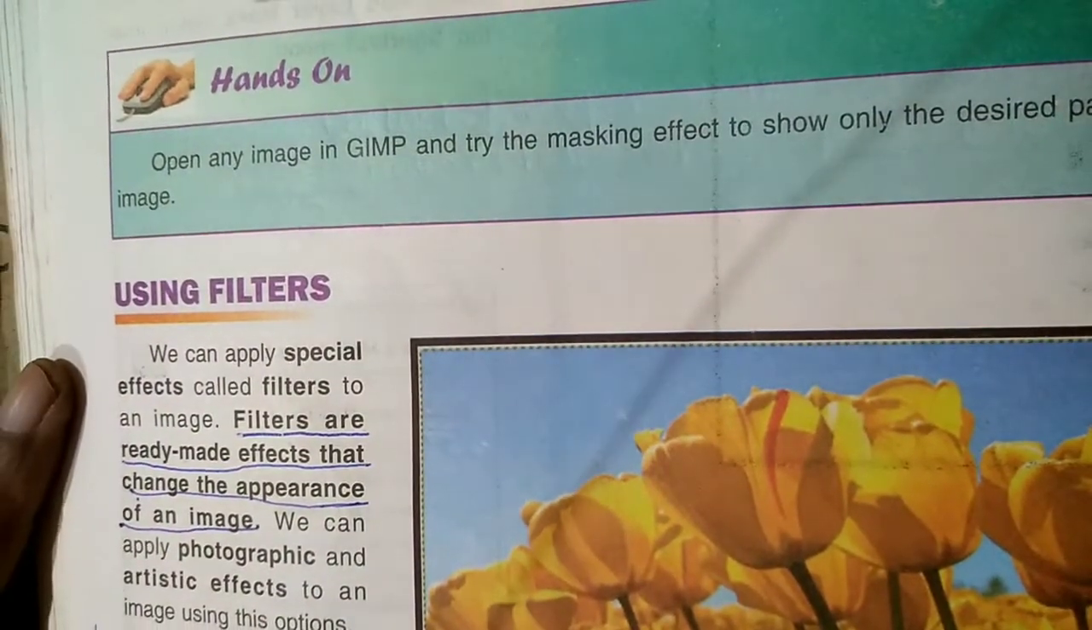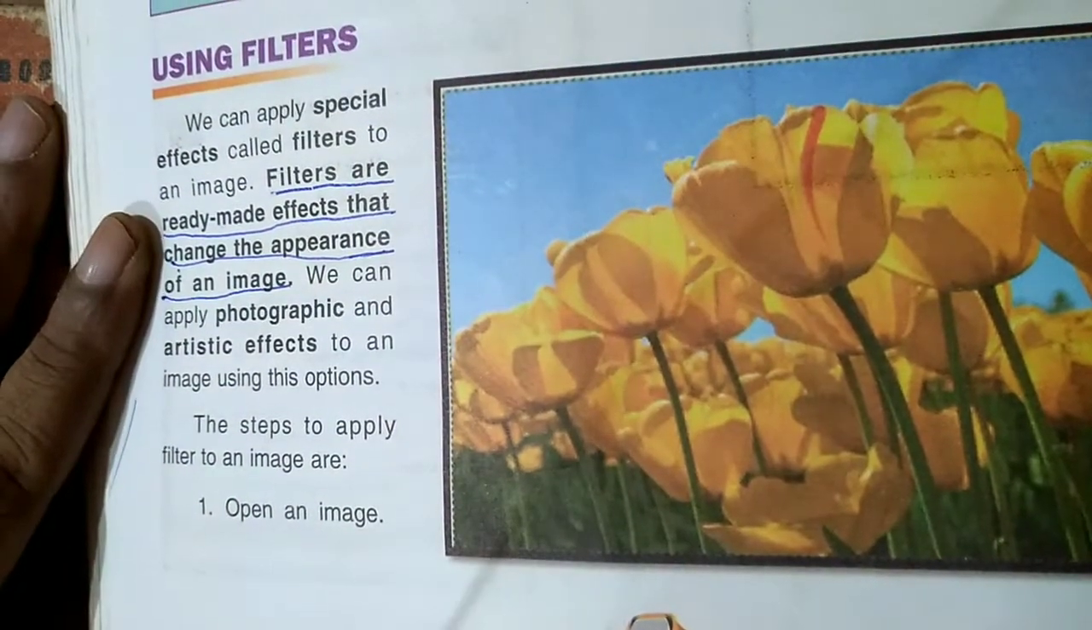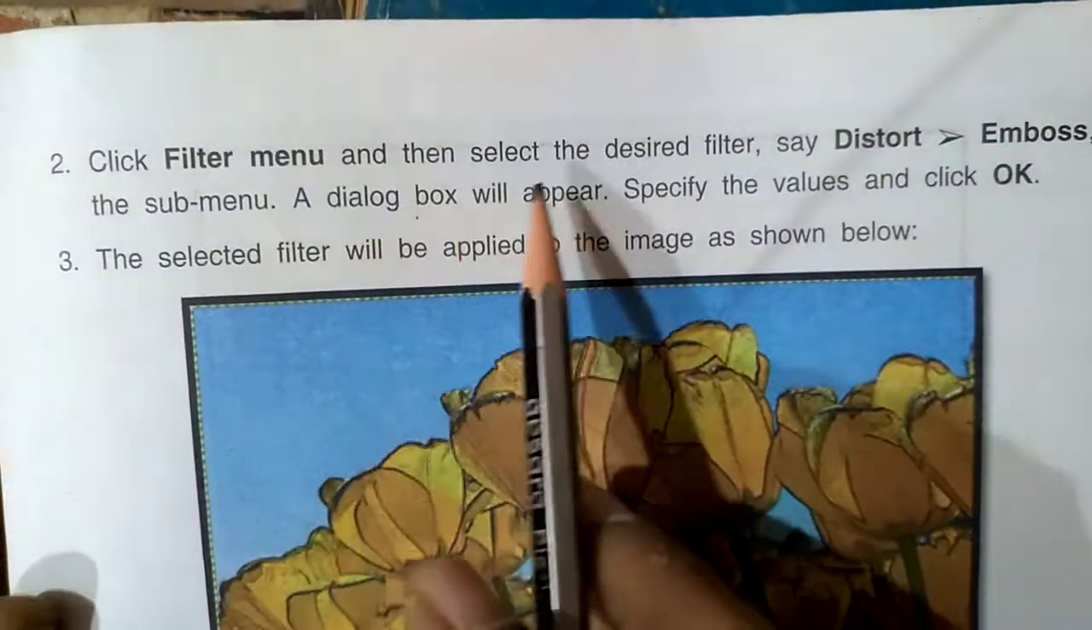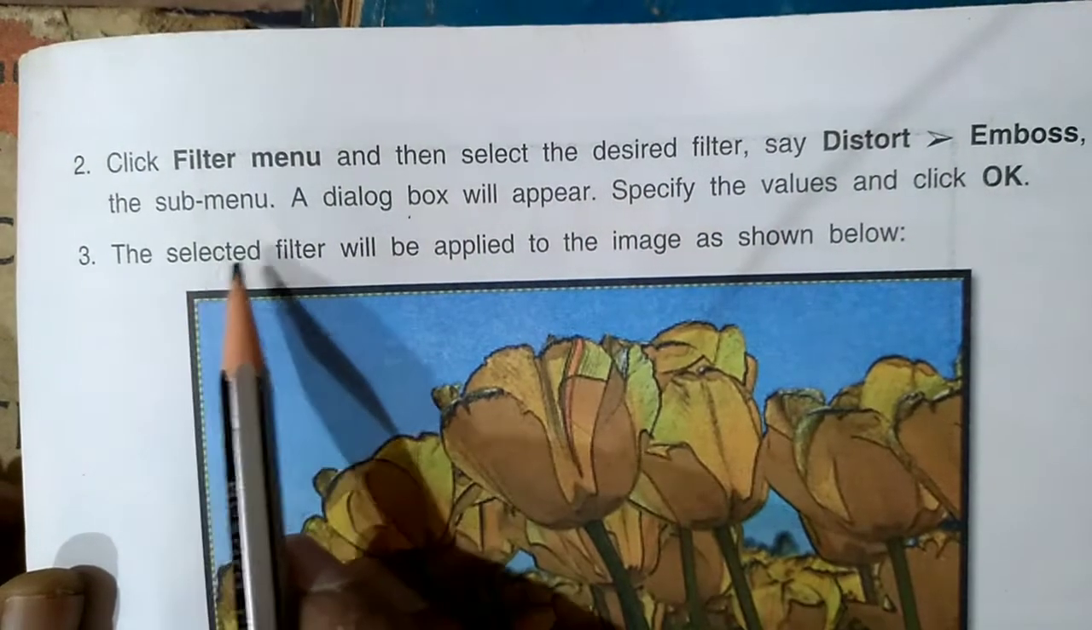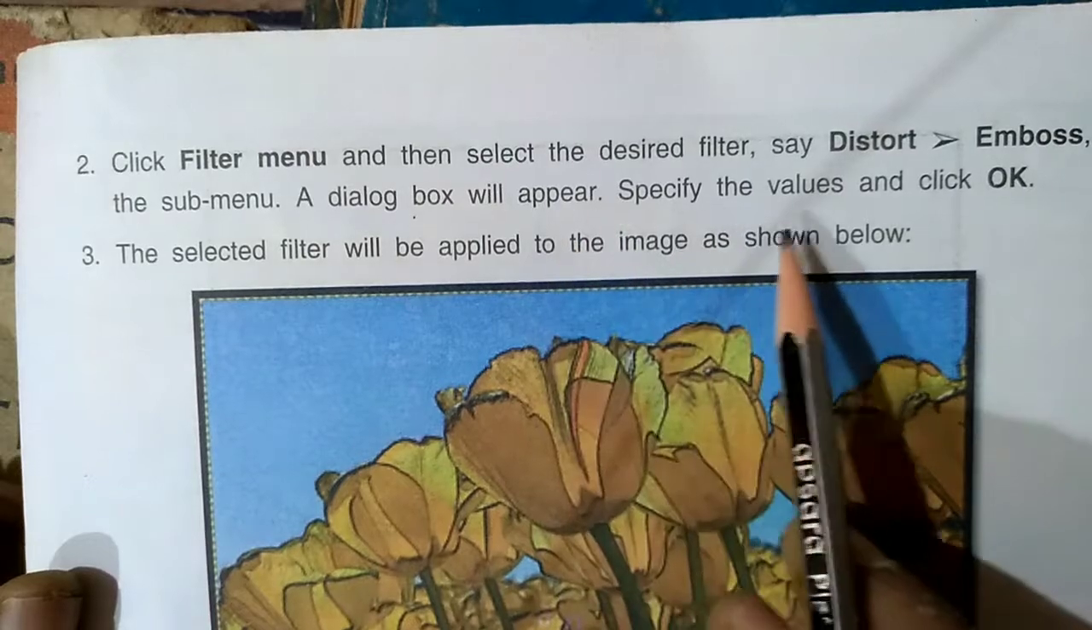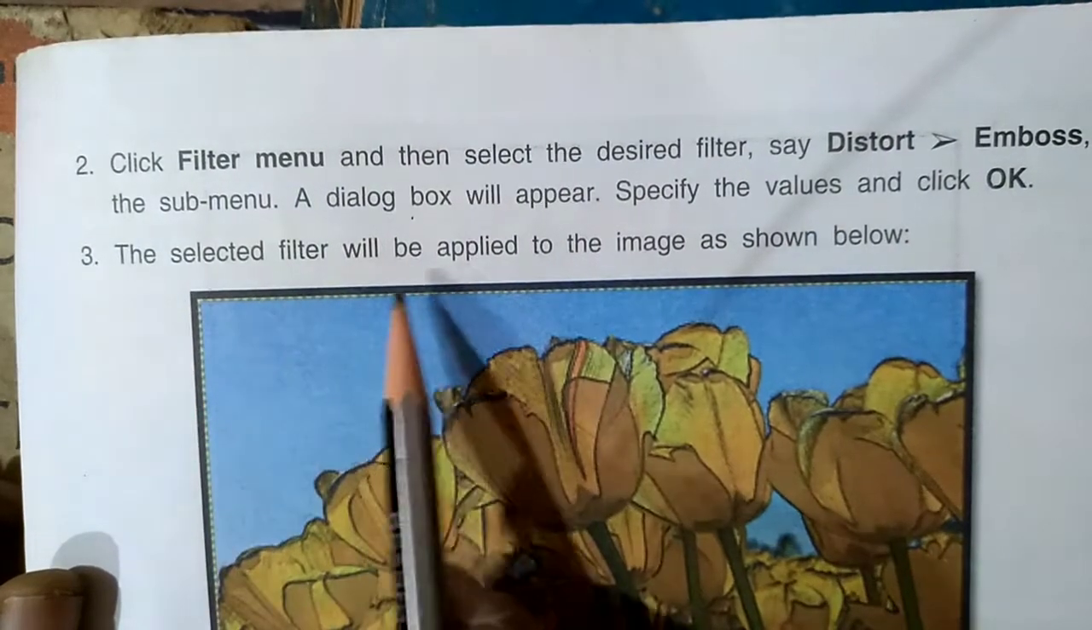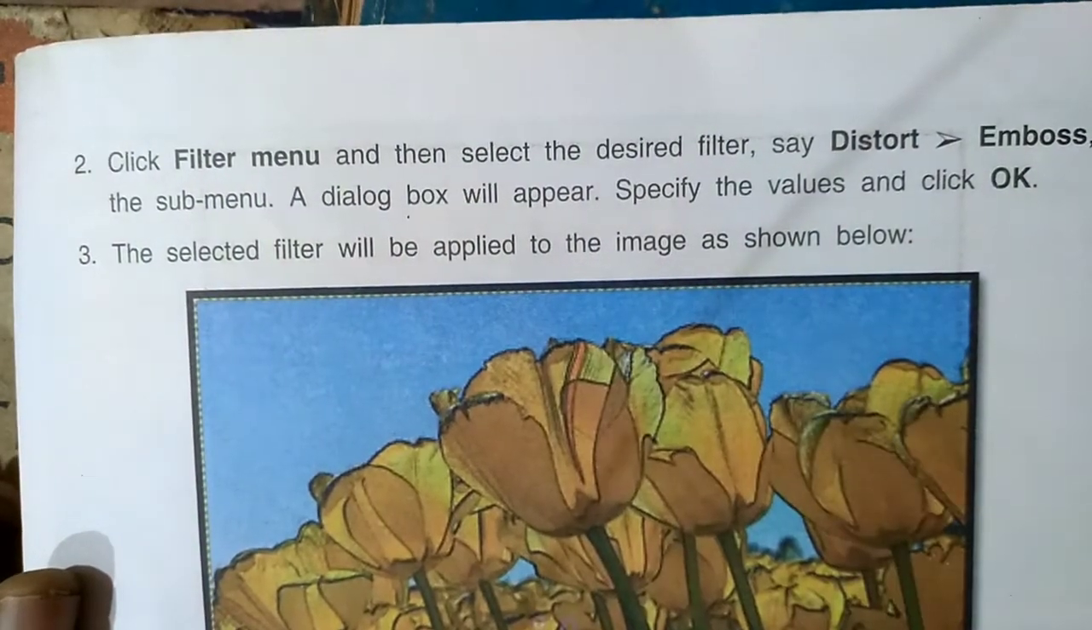The steps to apply a filter to an image. First, open an image. Check the Filters menu and then select the desired filter, say Distort, Emboss from the submenu. A dialog box will appear. Specify the value and click OK. The selected filter will be applied to the image as shown below.